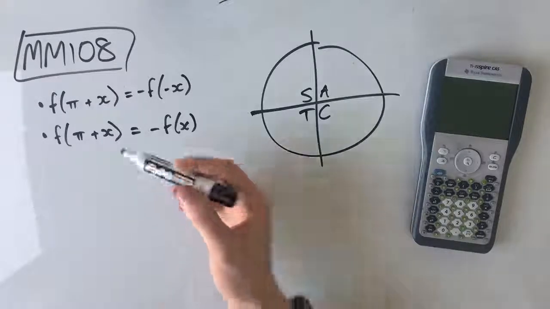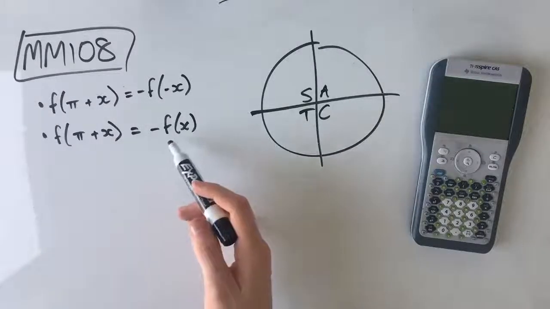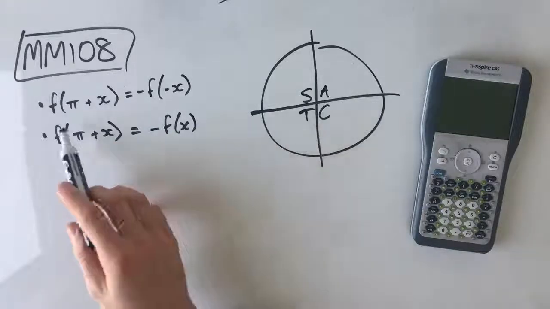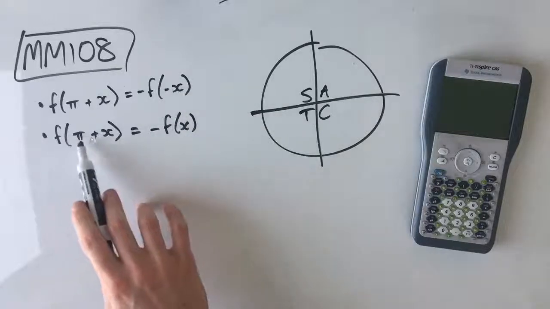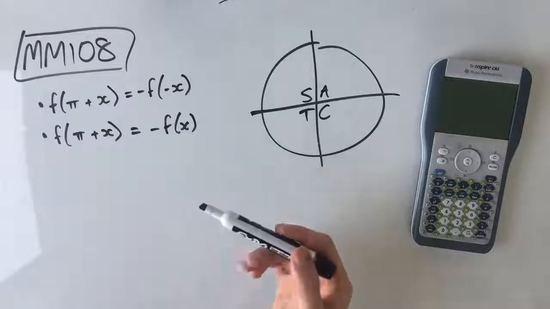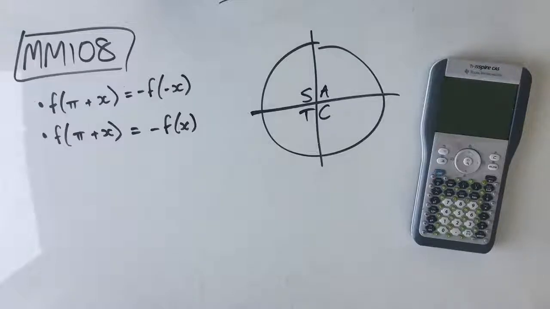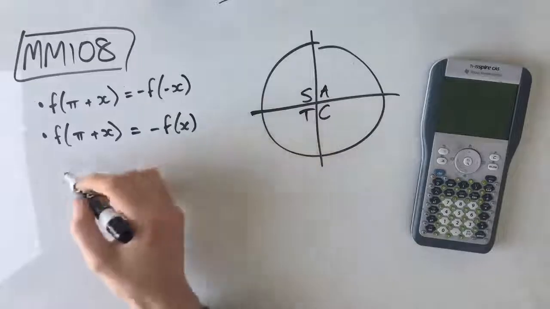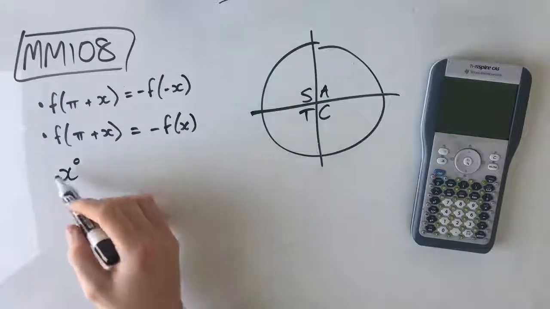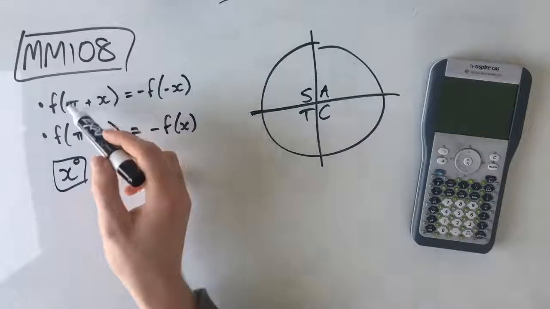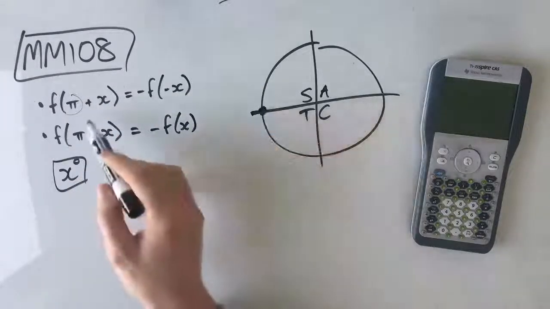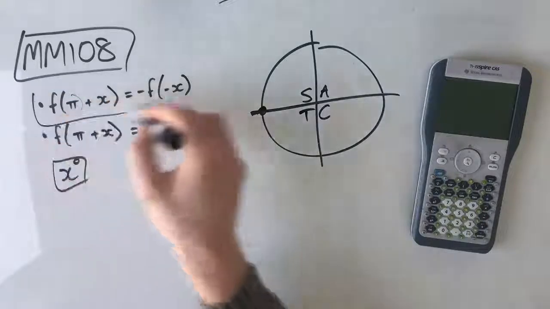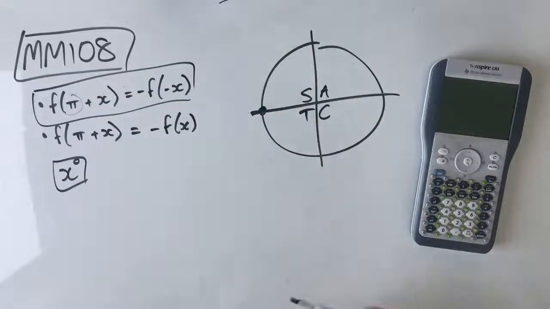We've got a question here that talks about a function f which has two properties. So we've got f of pi plus x equals negative f of negative x, and f of pi plus x equals negative f of x. Now, this can be quite confusing if you haven't seen a question like this before, but let's just break it down. So, keeping in mind that x is an angle, okay? So when we're dealing with f of pi plus x, we've got this angle pi here, which is our 180 degrees, plus x, okay? So let's just deal with this first property first.